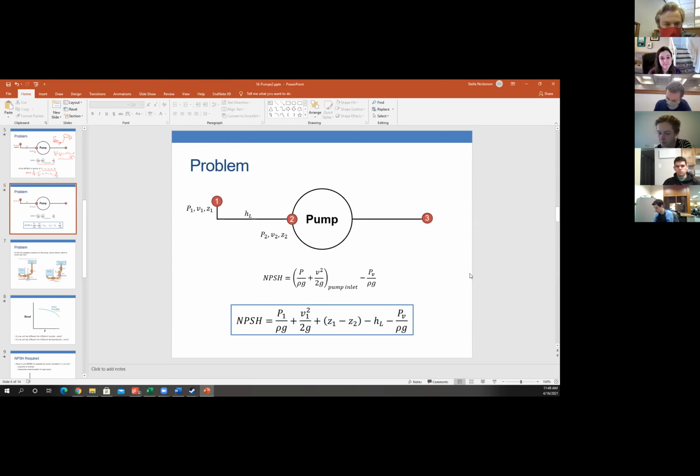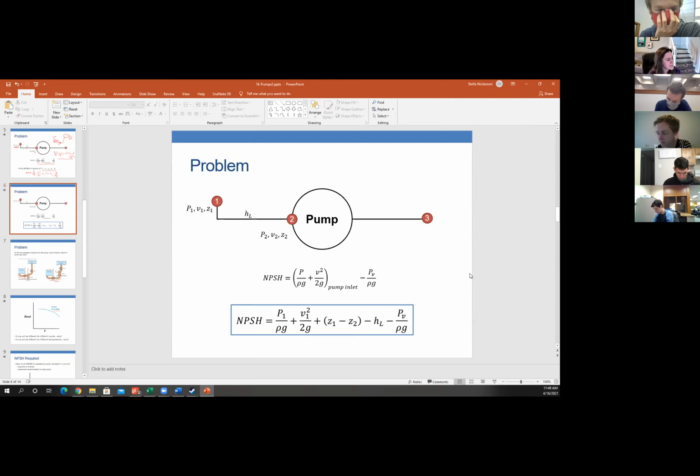So on a cold day, cavitation would be less likely. Less likely, yep, because on a cold day, it is harder for the liquid to vaporize, or if it's a really cold liquid.